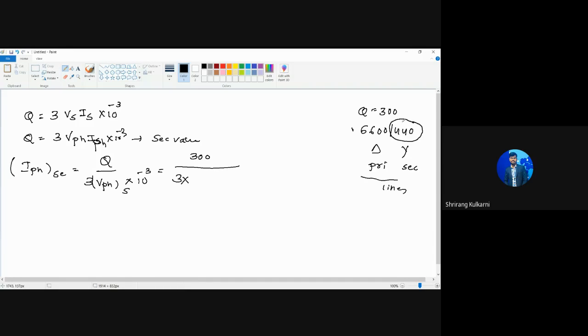It is a line value. But in case of star connection, V phase is equal to what? VL by root 3. Yes, it is 440 divided by root 3. So phase value is equal to VL by root 3, in case of star connected secondary, into 10 to the power of minus 3. If you calculate all the things, you will get the answer. How much are you getting? IS value, can anyone calculate it? Calculate that and get the answer.